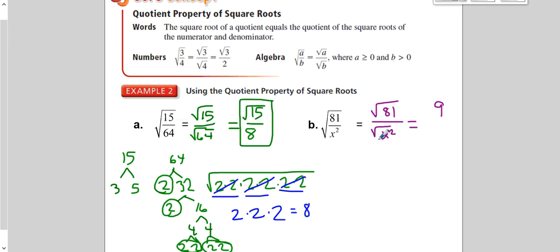9, yes. And then x squared is just an x times an x, so we have a pair of x's, so the square root of x squared is just x. Squares and square roots undo each other. And there's our final answer. And that's example 2.